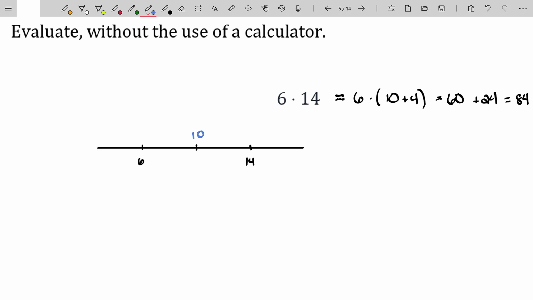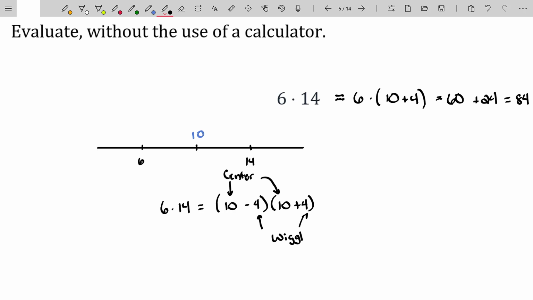So you could say that instead of 6 times 14, you're actually looking at 10 minus 4 times 10 plus 4. In other words, you stood at the center, that's what 10 is, and you're wiggling from that center by a distance of 4 in both directions. So 10 minus 4, 10 plus 4.